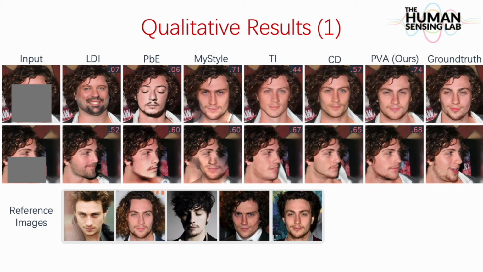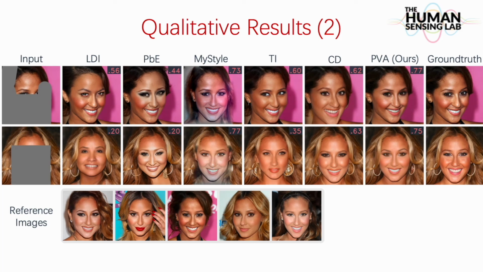Now we present some qualitative results on identity-preserving inpainting. The methods from left to right are latent diffusion inpainting, Paint by Example, MyStyle, textual inversion, custom diffusion, and our method. The red numbers are the identity similarity to the ground truth. Here is another set of results. Audiences are encouraged to pause and take a close look.